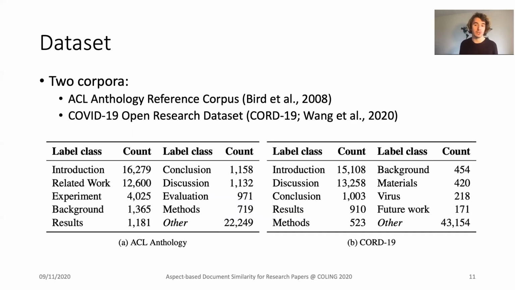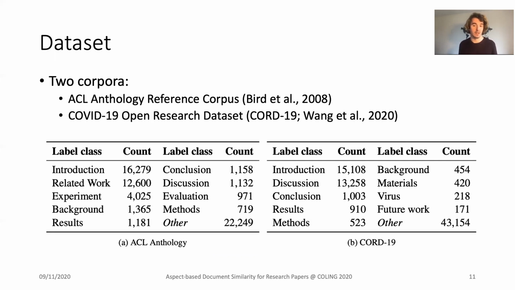Following this approach, we conduct experiments on two research paper corpora, namely the ACL Anthology Reference Corpus and the COVID-19 Open Research Dataset, or short CORD-19. The extracted labels can be seen in those two tables. And what you already see is that one problem is that the class distribution is unbalanced. And this is, of course, because of the inconsistent use of section titles. So there is a large variety of section titles in our corpora.